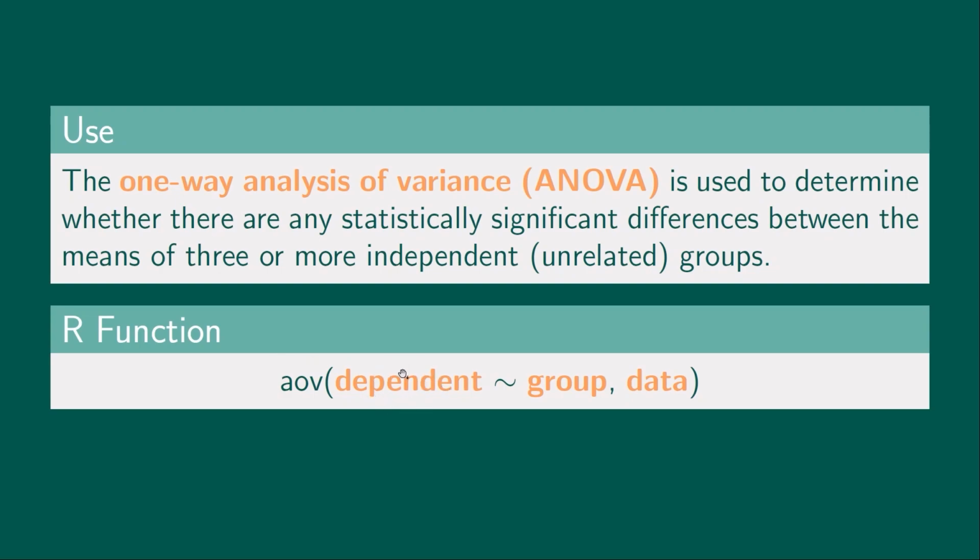Dependent contains the variable that was measured during the data gathering procedure, also known as the dependent variable. Group contains the grouping variable, also known as the independent variable, whereas data is the object that contains the variables.